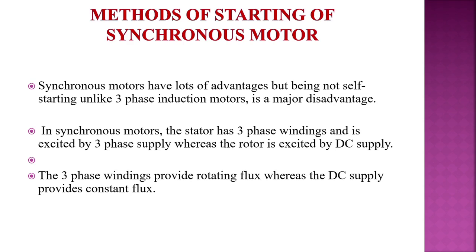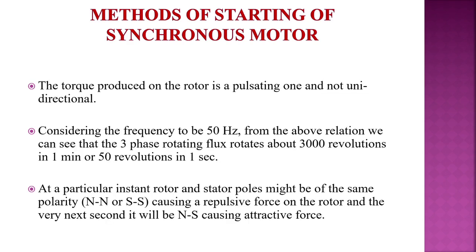So a rotating magnetic field is produced by the three-phase supply given to the stator of the synchronous motor, that is, the flux is rotating, whereas the flux produced by the DC supply is a constant flux. So the torque produced on the rotor is a pulsating one and not unidirectional.